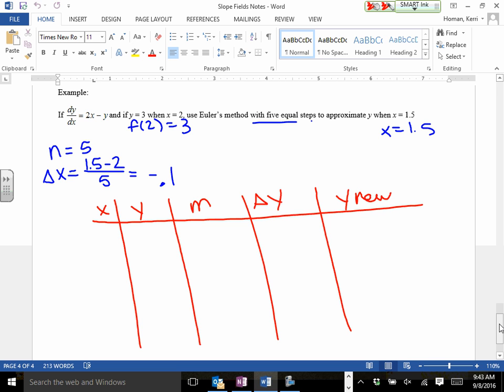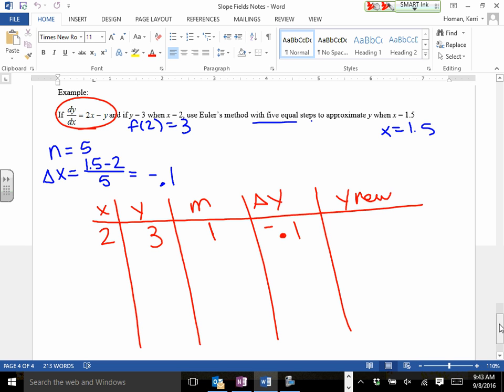So we begin at 2, 3. dy dx is 2x minus y. What is our slope? It's 1. Okay. Which means our change in y is that slope times our change in x, so negative 0.1.